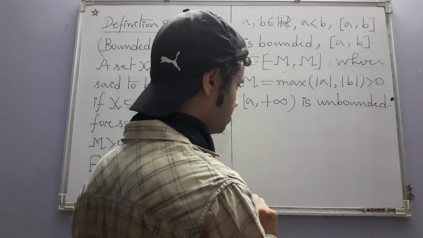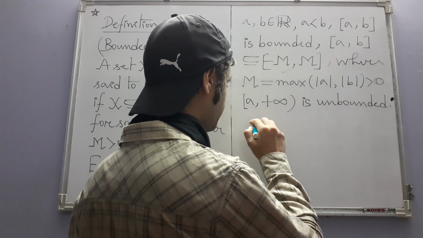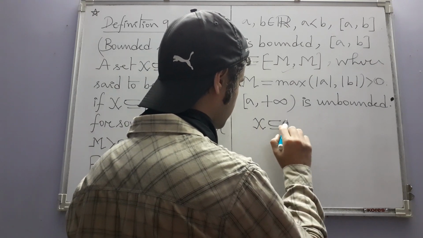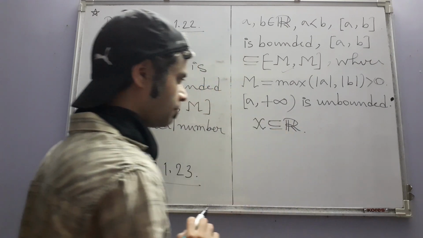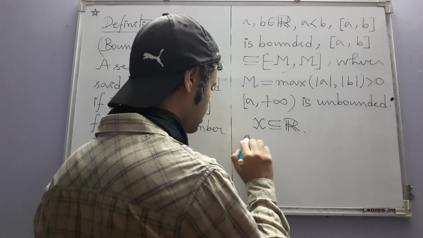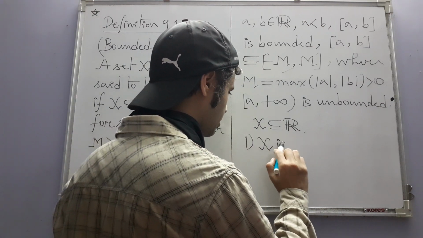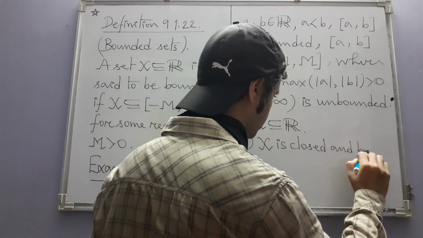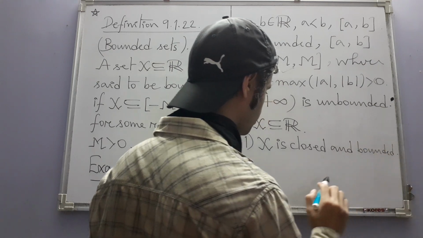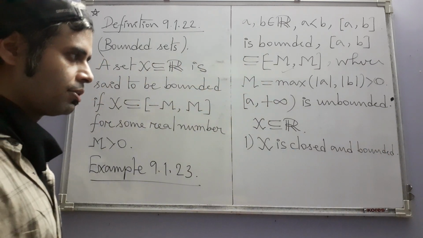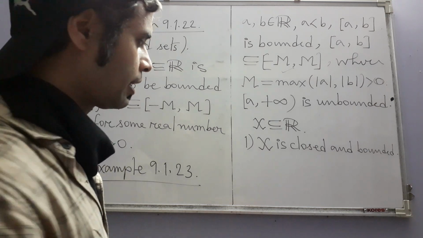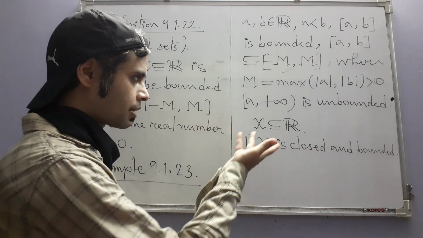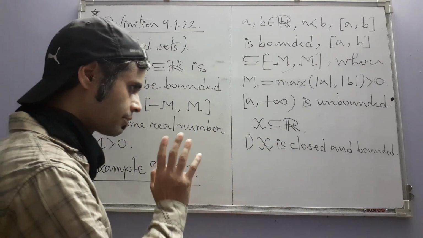Let me give you two statements, okay. Suppose that X is a subset of R. The first statement is this: X is closed and bounded. Do you remember closed? X is closed if it equals its own closure, or in other words, if it contains all of its adherent points. And we have just now seen what boundedness is. So say X is closed and bounded.